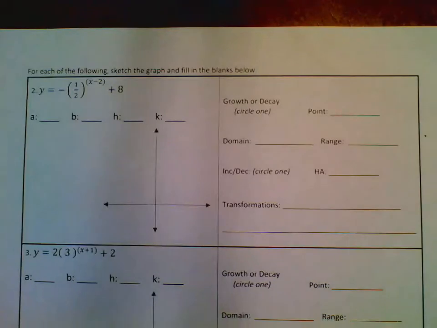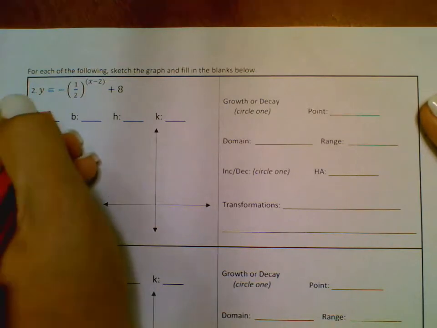So on the next page, we're going to look at number 2. And feel free to pause the video and try it on your own if you want to go try it and then check your work. That would be awesome, or you can just follow along. So our A value for number 2 is a -1.